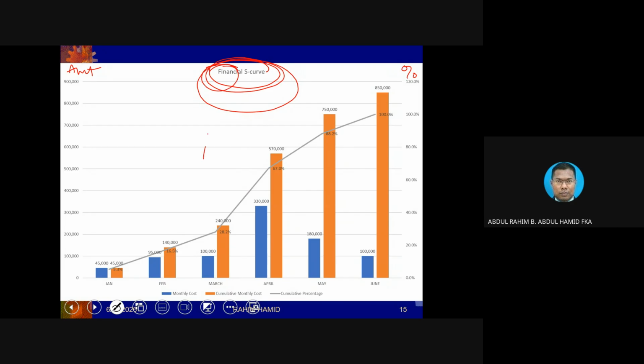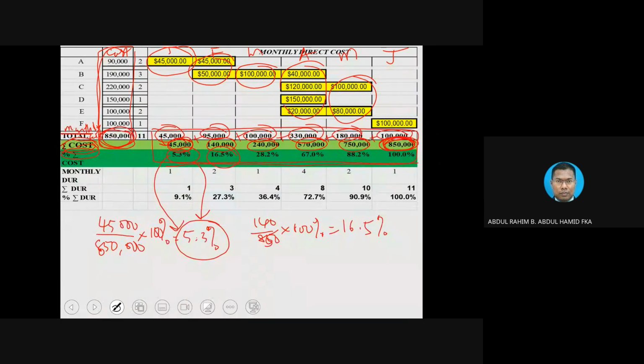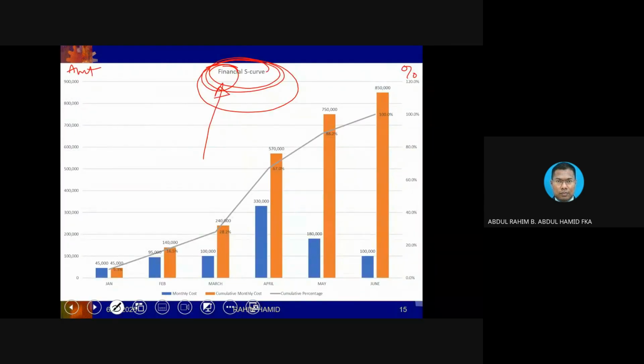The financial S-curve happens when we take the amount of money dimension and put it into our bar chart accordingly. Then do the monthly calculation, the monthly distribution of cost, make it cumulative and translate into percentage. Then you will get this S-curve.